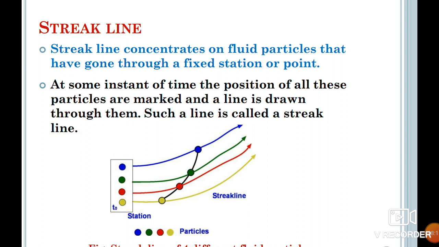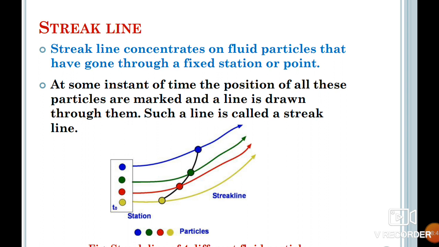And the last type of lines are streak lines. Streak lines concentrate on fluid particles that have gone through a fixed station or point. At a particular time, we are fixing a particular point. The line of all the fluid particles which are moving through that point is known as a streak line. At some instance of time, the positions of all these particles are marked and a line is drawn through them. Such a line is called a streak line.